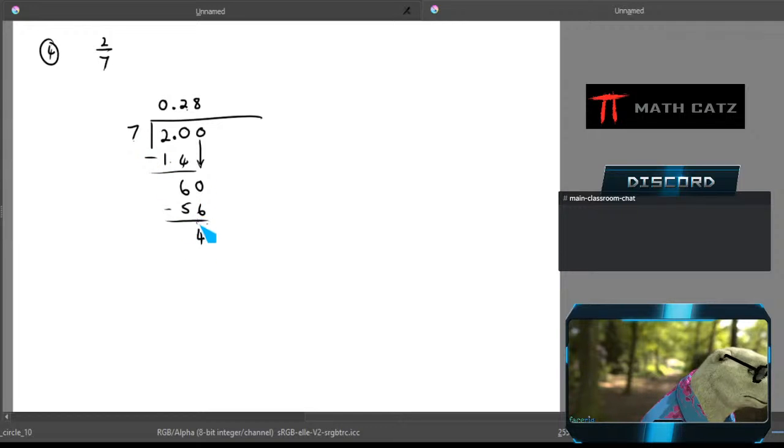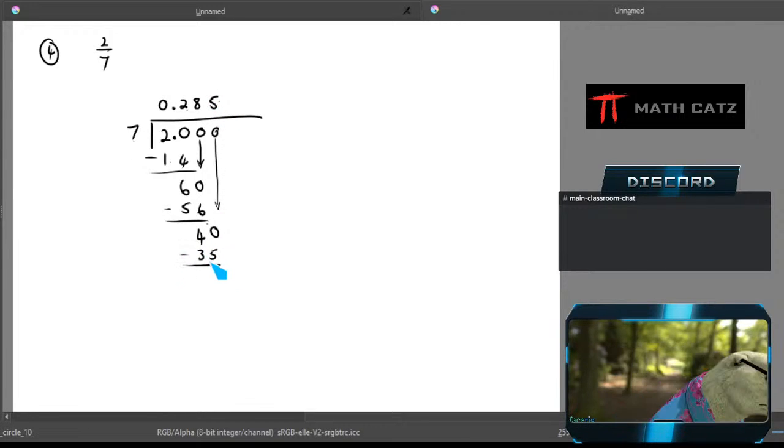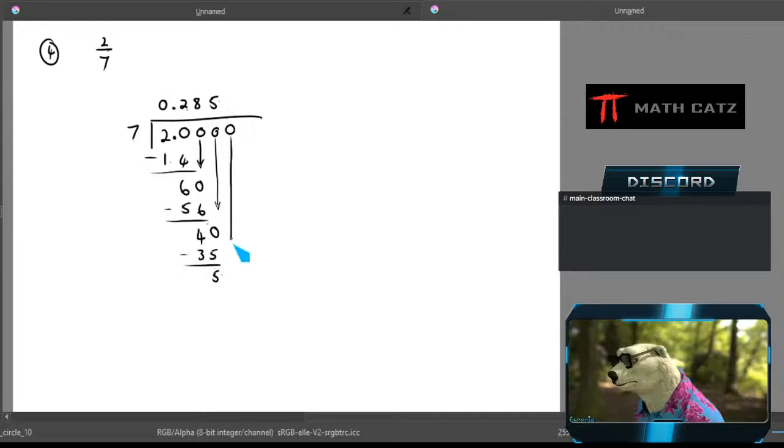7 goes into 4, 0 times, bring down a 0 to make it 40. 7 goes into 40, 5 times, for 35. Then I have 5 left, that hasn't happened yet. Bring down another 0. These arrows help me keep everything in line. It's very useful. 7 goes into 50, 7 times.